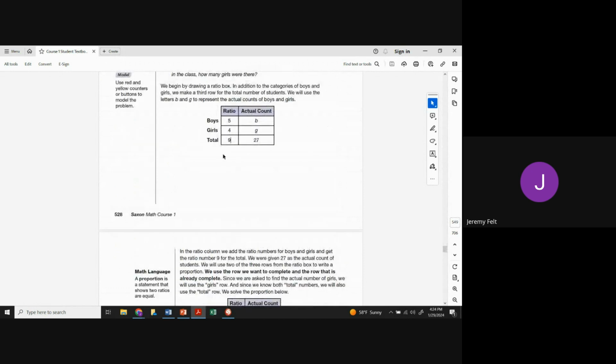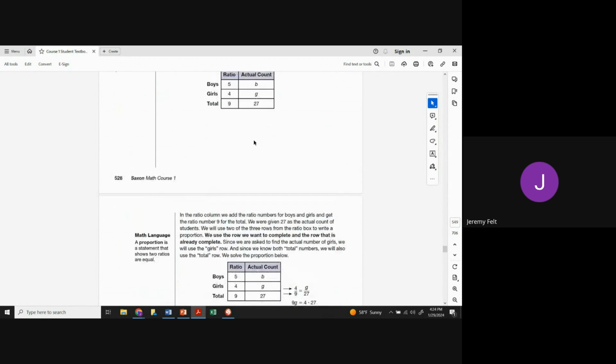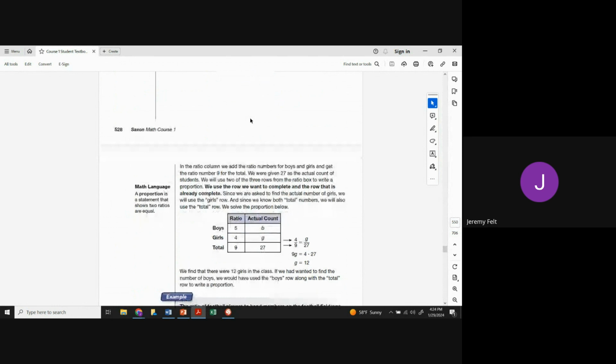So in this example, it was 5 boys to girls, which is a total of 9 for our ratio. And then we're told there are 27 students and we want to know how many girls there are, and we're going to say 4 over 9 equals G over 27, or whatever you're using for your unknown. And then we cross multiply and divide, and we get G equals 12.